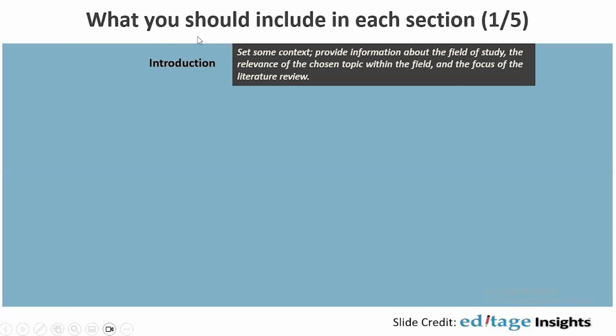Let's discuss every point. In the introduction, we expect that you will set some context, provide information about the field of study, the relevance of the chosen topic within the field, and the focus of the literature review. Just for example, today we initially discussed the topic of breast cancer detection. When you start the literature review, you can provide some general information like cancer, and then you go to breast cancer.